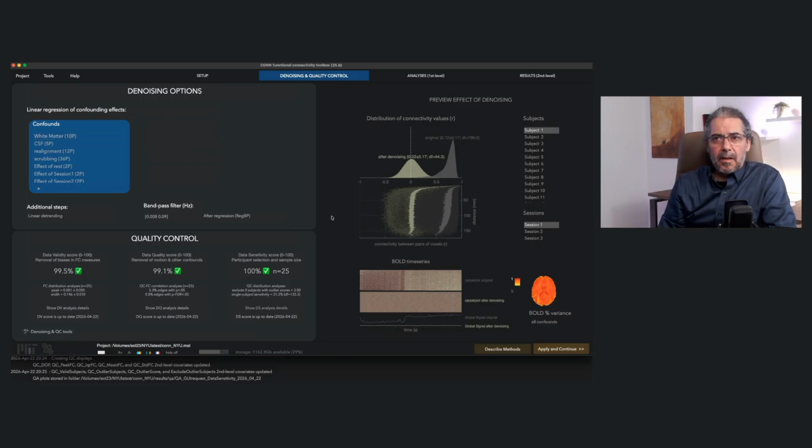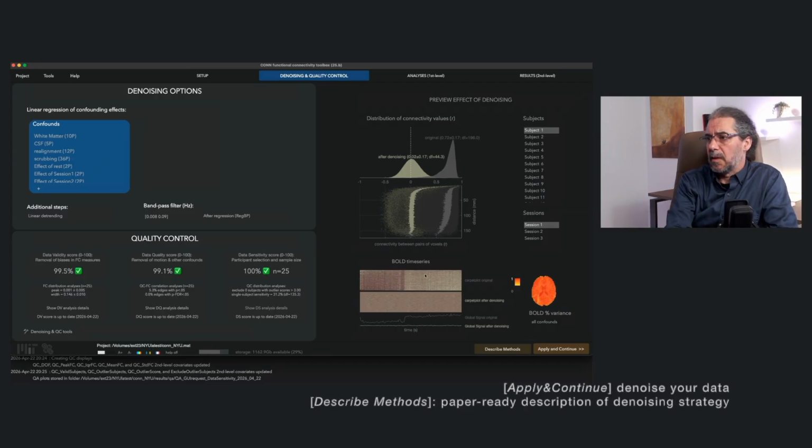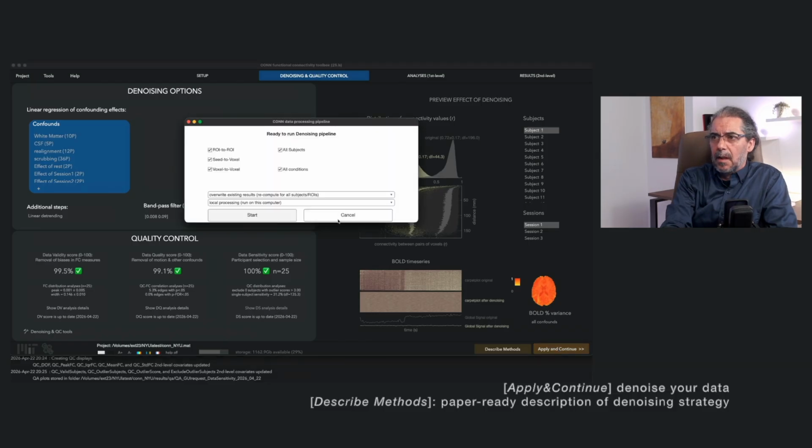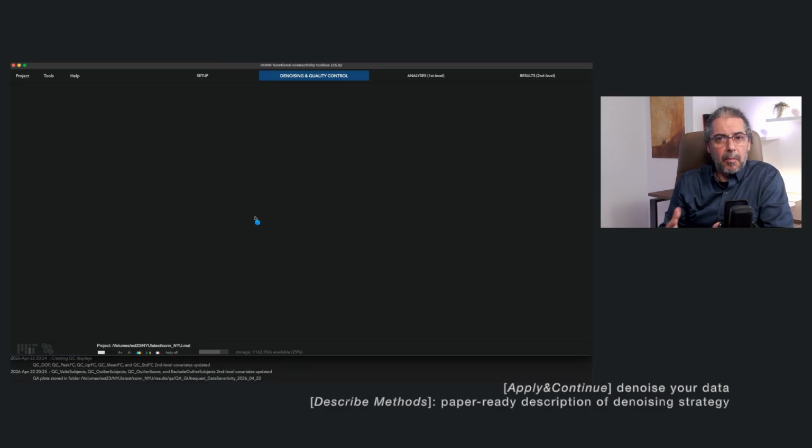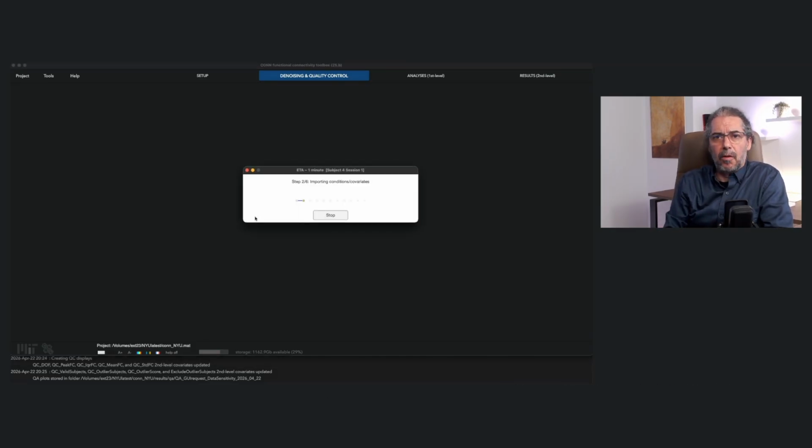Once we have found a denoising strategy that we are happy with, all we have to do is click on apply and continue, this button here in the bottom right, and then click on start. CONN will apply that particular denoising strategy to all of our data. It will produce a new denoised version of our data where all of the noise has been removed, and which shows all of these very good properties in terms of the quality of this data for functional connectivity analysis.